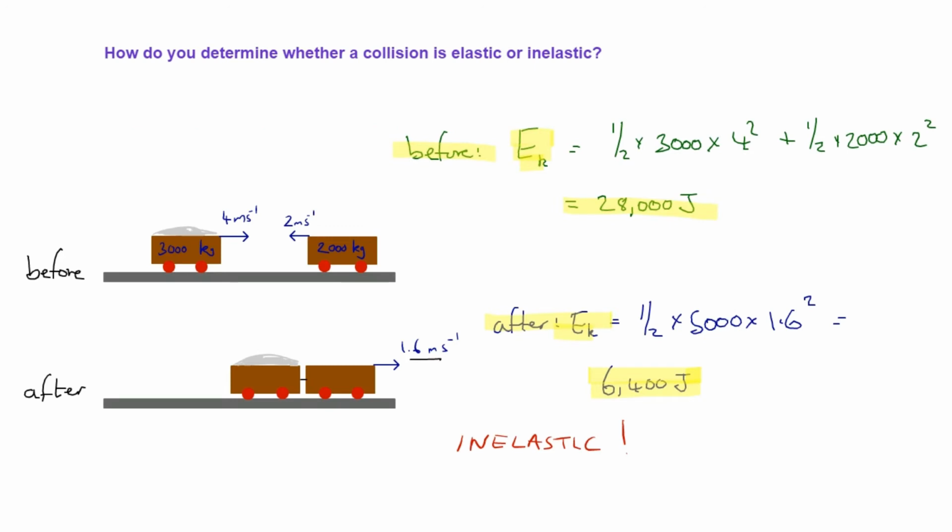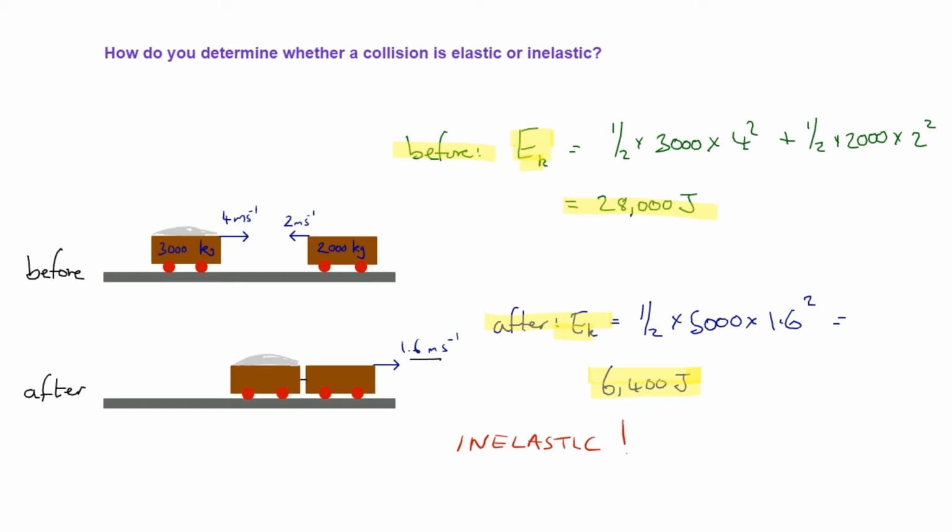The next question then is, what do elastic and inelastic collisions look like? Well, let's just go back to our train, because we've proved that was inelastic. Now, notice that the two railway carriages stuck together. And so some of the original kinetic energy has disappeared. And so we can ask, where's it gone?